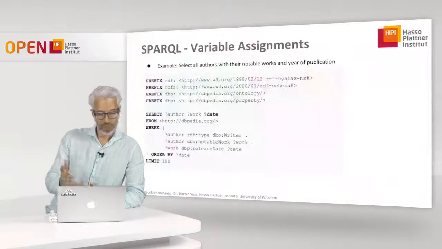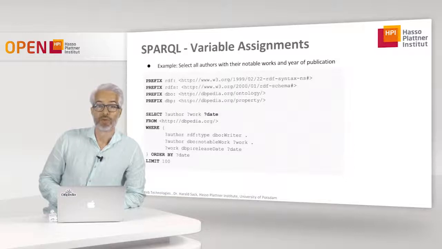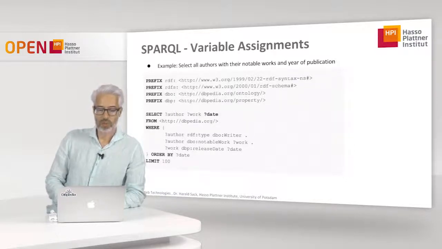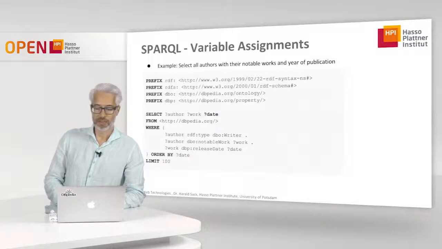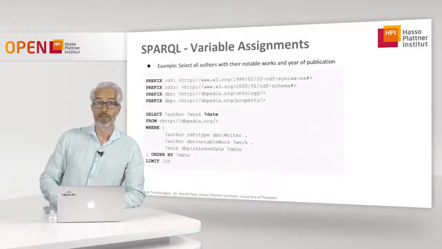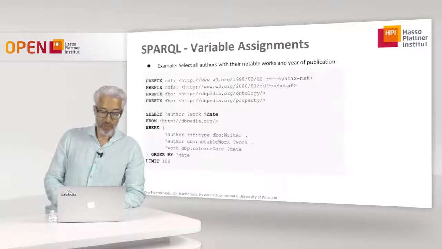Okay, so let's have a look at a simple query. What we want to do here is simply select all authors with their notable works and the year of publication. So it's pretty easy. This is all we already know. We want to select, you see here the select clause, author, work and date. And then in the where clause, we say simply author should be of type writer, so that's an author. And then we select the notable work with author, DBO notable work, work. And then we want to have the release date of the work, of course. Then we want to order this by date, and we limit it to the first 100.